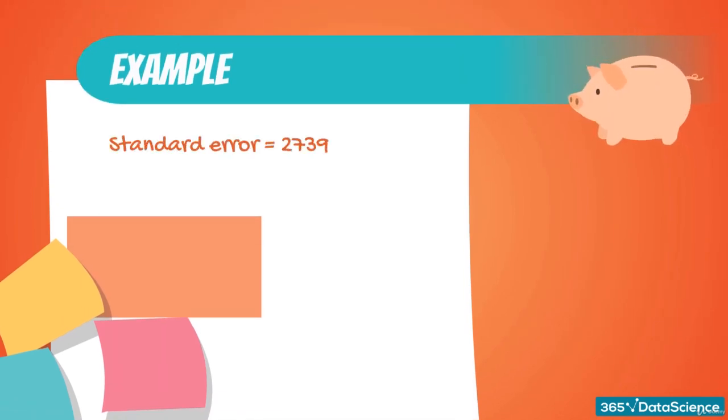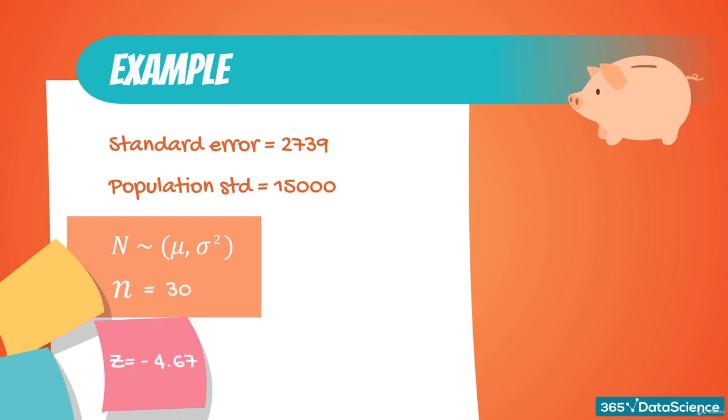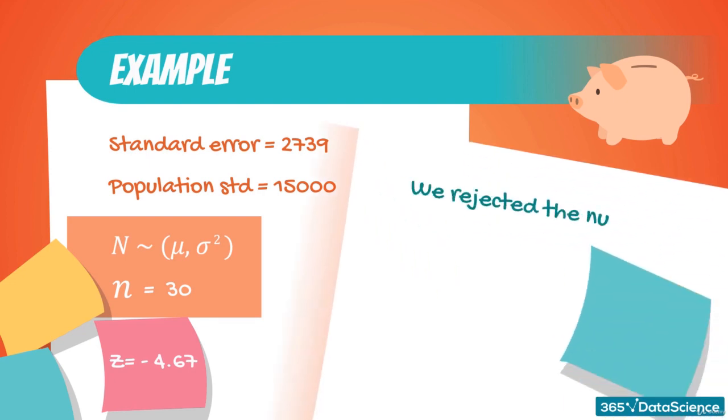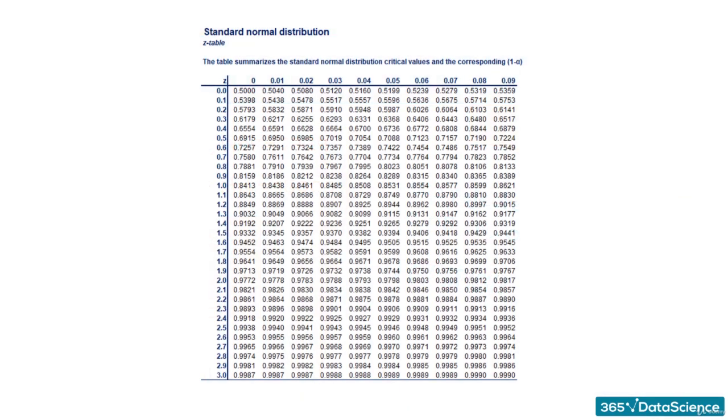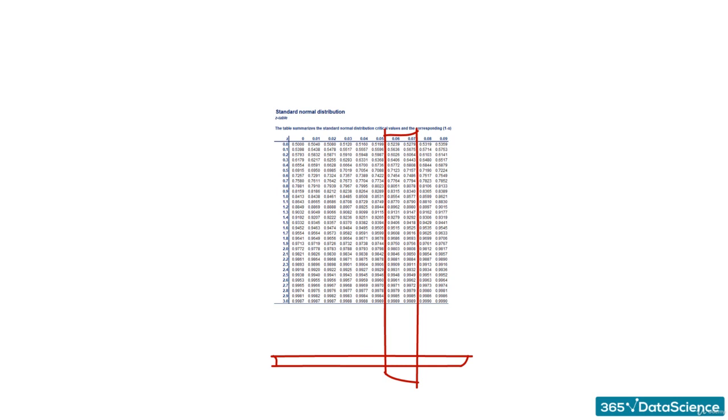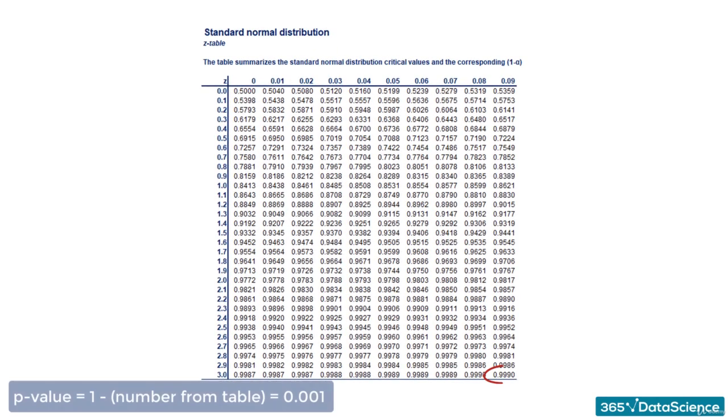We had a standard error of 2739, known population standard deviation of 15,000, normally distributed population, and a sample size of 30. The corresponding z-score was minus 4.67. We rejected the null hypothesis at significance levels of 0.05 and 0.01, but we wanted to know how much lower we could go. We can check the z-table for plus 4.67, which gives us the same result as minus 4.67. In most z-tables, you would not even find this value as it is so large. Thus, we round up to the closest value available and get 0.0001.